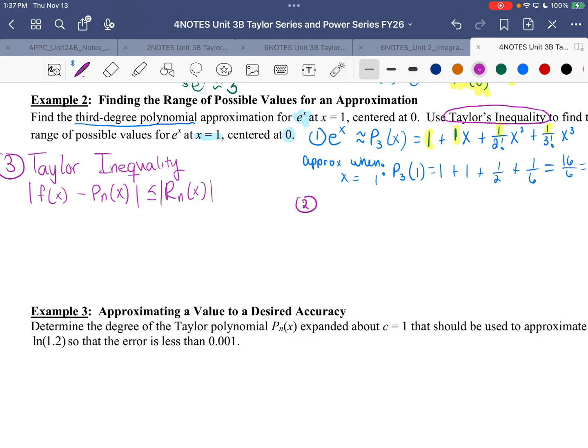What is P? In this case it's going to be 3. So in our situation, we're saying e to the 1 and then p3 at 1. And then we have to figure out what r3 at 1 is.